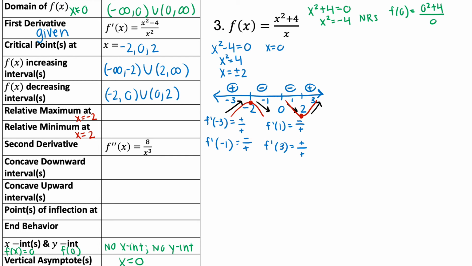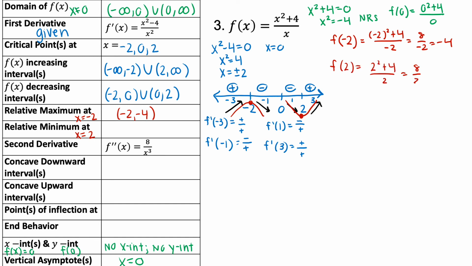Remember, we always write our relative extrema as an actual point on our graph. So we're going to go ahead and plug in f of -2 gives us -2 squared plus 4 over -2 gives us 8 over -2 is -4. So we have the point -2, -4, and then also plugging in for that minimum at f of 2 gives us 2 squared plus 4 over 2 is just 8 over 2 is 4. So we have a minimum at the point 2, 4.